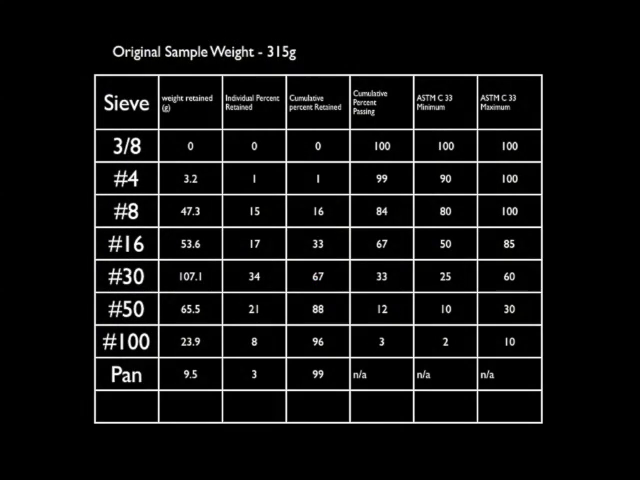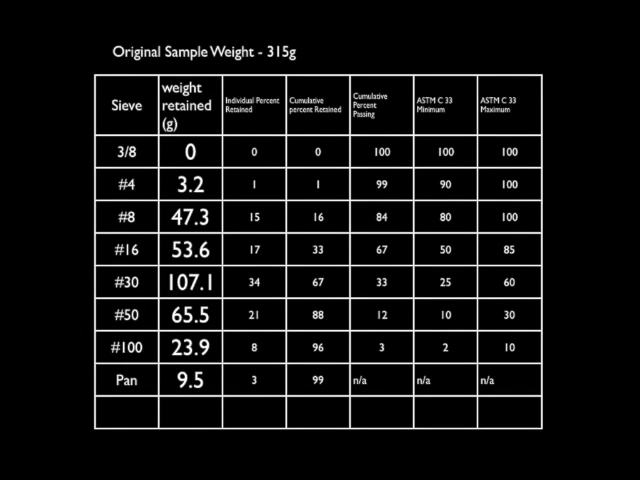So let's go ahead and go through the data sheet for the sieve analysis. Most governing bodies require at least a 300-gram sample for concrete sand. So here our original sample weight is 315 grams. The first column, which is highlighted here, should be the sieve sizes which we've used for this sieve analysis. Again, 3/8 down to the pan.